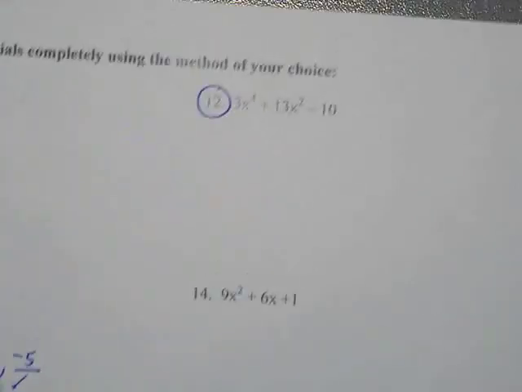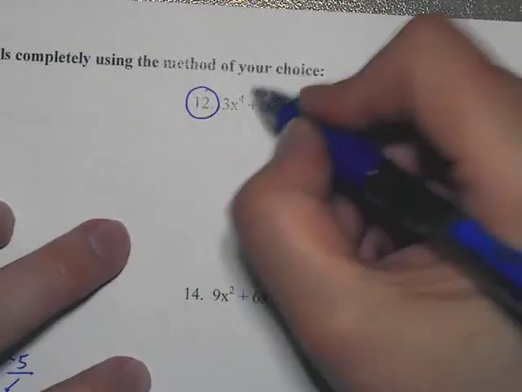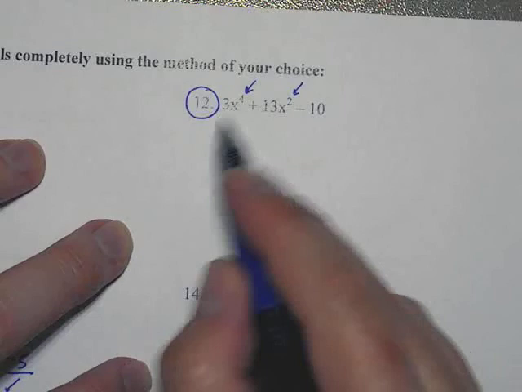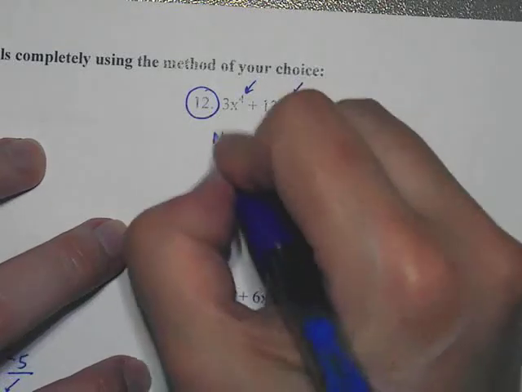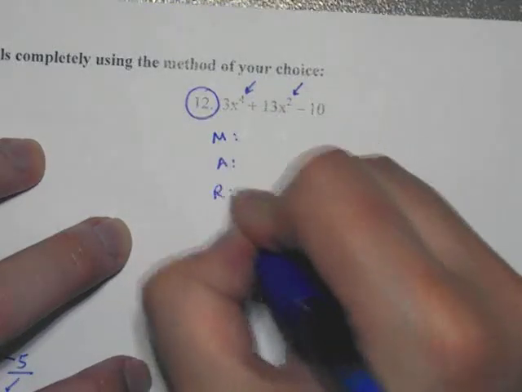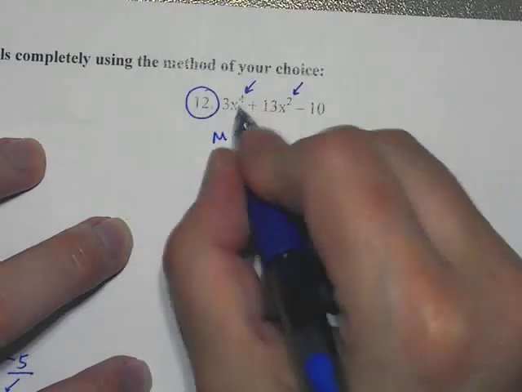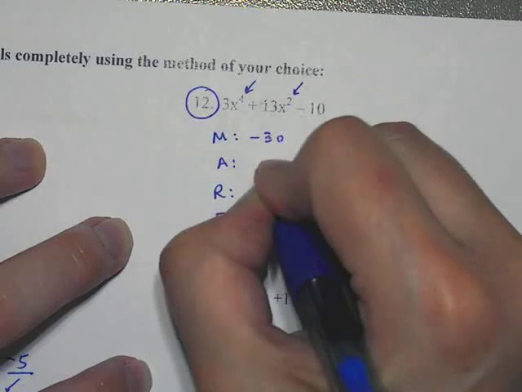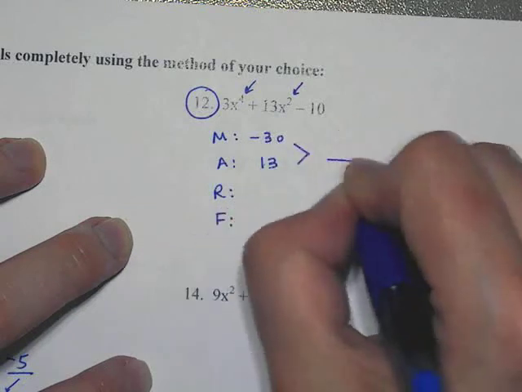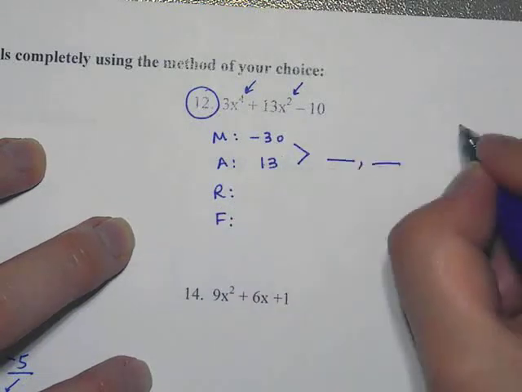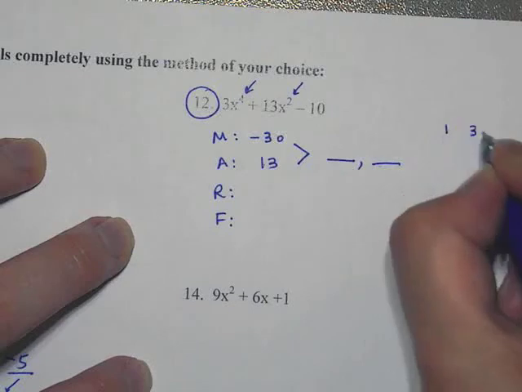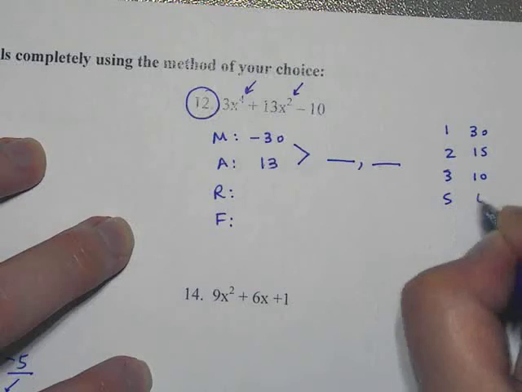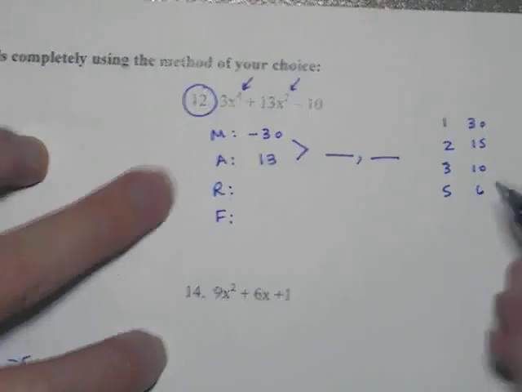All right, we're also going to look at number 12 over here. Number 12 is weird because we have an x to the 4th power and an x squared instead of x squared and just x. So when we go through these problems, okay, we're still going to do our MARF steps, all right? What I see is I can multiply 3 times negative 10, so that's negative 30. I add to be 13, okay, so I need to think about my numbers. I'm going to think about the things that multiply to be 30. 1 and 30, 2 and 15, 3 and 10, 5 and 6. Okay, so those are my factor pairs. So I'm looking for things that make 13.